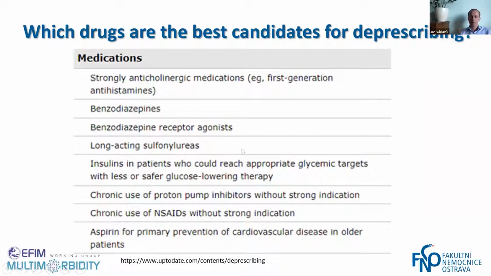Which drugs generally should be deprescribed preferentially? The drugs that cause most harm, like central nervous system acting drugs, glucose-lowering drugs such as long-acting sulfonylureas or insulins, then also proton pump inhibitors without strong indications, or chronic use of NSAIDs without strong indication, or aspirin in primary prevention.